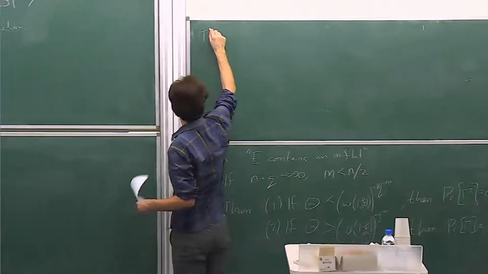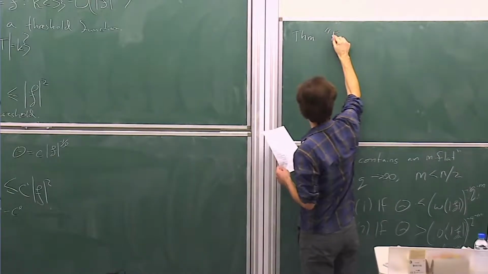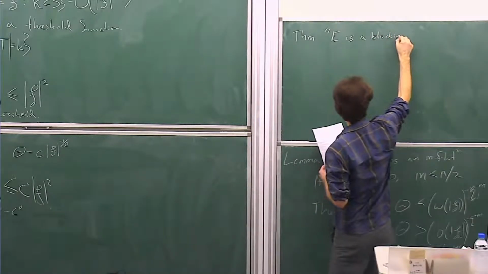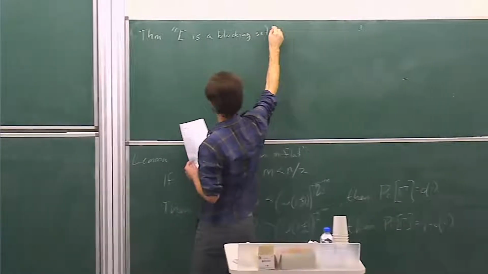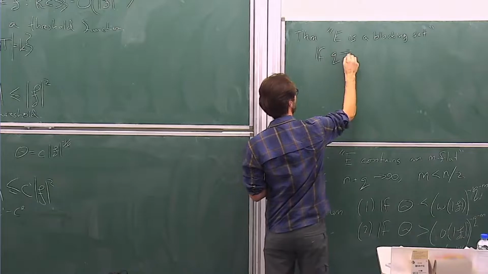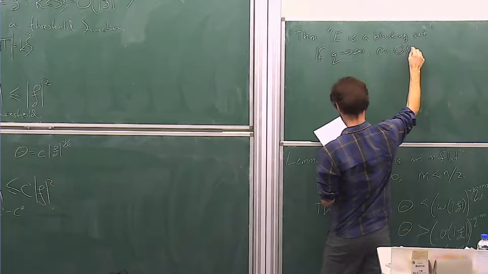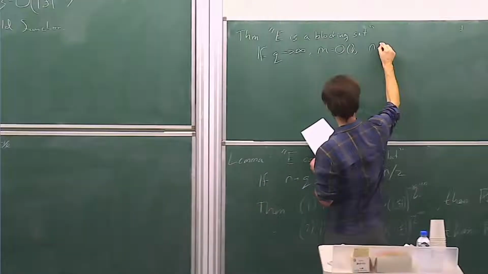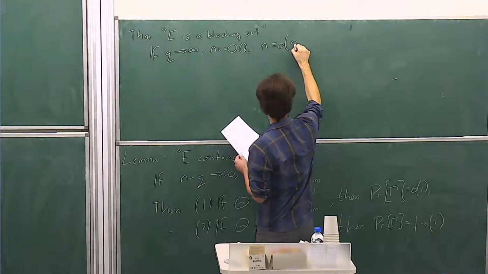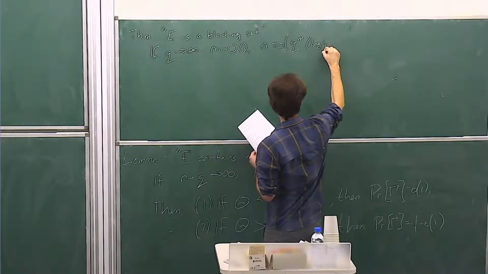So now the main application of this is the event that E is a blocking set. Here we have that q is going to infinity, m is a constant, and n is not too large, where q to the m over log q.